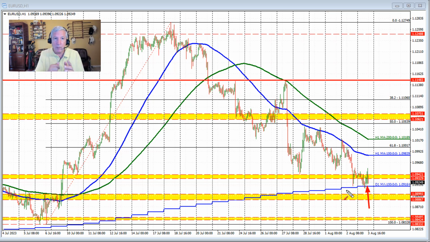The first look below it failed. We'll see what happens going forward. Do buyers lean against the 100-day moving average? I wouldn't be surprised, but expect stops below. On a move to the downside, I'm going to focus your attention to this yellow area right here.